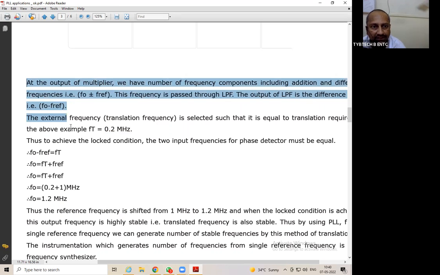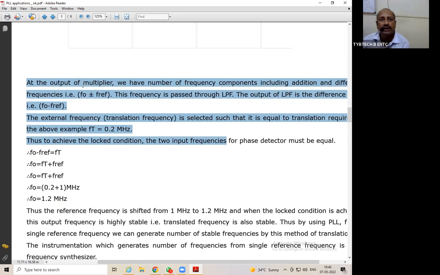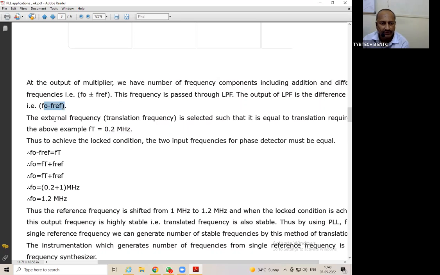The same thing we explained is mentioned here also: at the output of the multiplier we get this, and after passing through the LPF it just leaves F0 minus F reference. The external frequency is selected in such a way that it equals the translation frequency. As we know, the minimum synthesization we require is 0.2 megahertz. For that, this is the formula: F0 minus F reference is equal to FT.